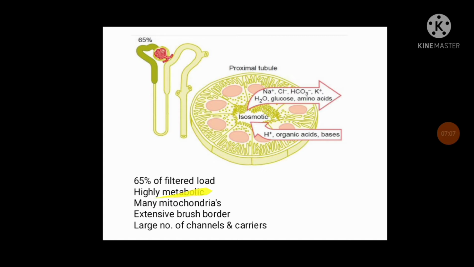It's highly metabolic because of the large number of mitochondria. It has an extensive brush border, and it has a large amount of carbonic anhydrase, which helps in the reabsorption of bicarbonate. It also has a large number of channels and carrier proteins, which help in the reabsorption of glucose, amino acids, and other substances.